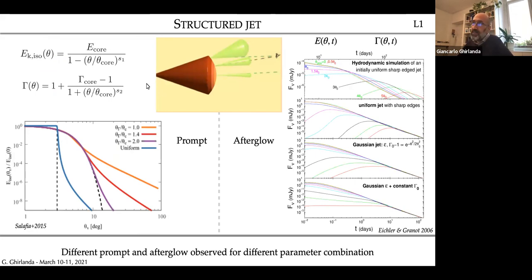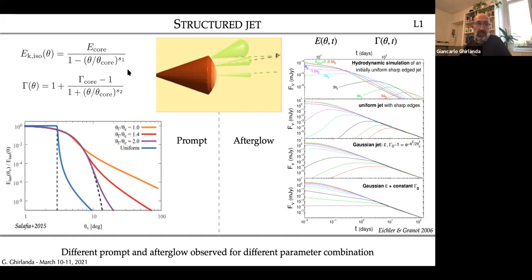The core for the description of a structured jet is describing the angular structure of the kinetic energy and of the Lorentz factor. In this example, for instance, they are described as power laws. There are some parameters, two of which describe the innermost part of the jet, the so-called core of the jet, which typically is assumed to be a region with an opening angle of a few degrees in which the energy and the Lorentz factor have the larger values and are almost constant.